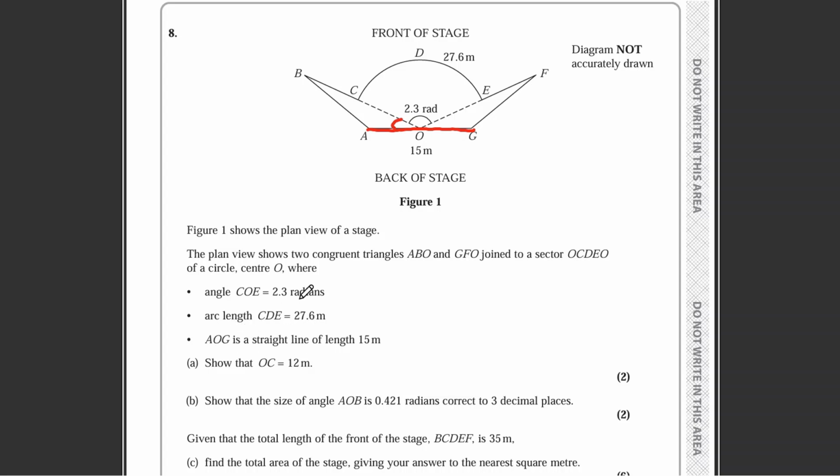Remember, one of the features of a straight line is that an angle on a straight line is 180 degrees. So that means that the angle AOG is equal to 180 degrees, or because we're working in radians, is equal to pi radians. Okay, so let's look at the angle AOG.